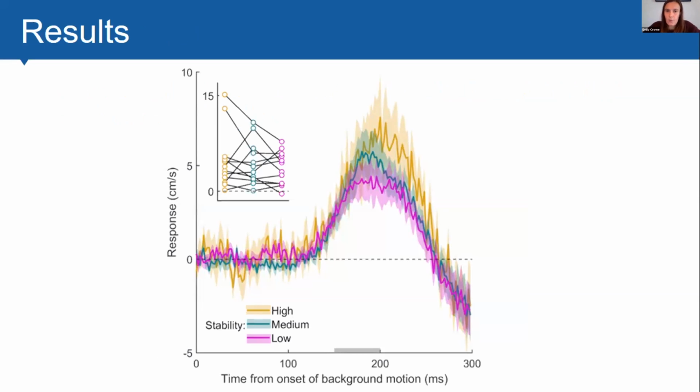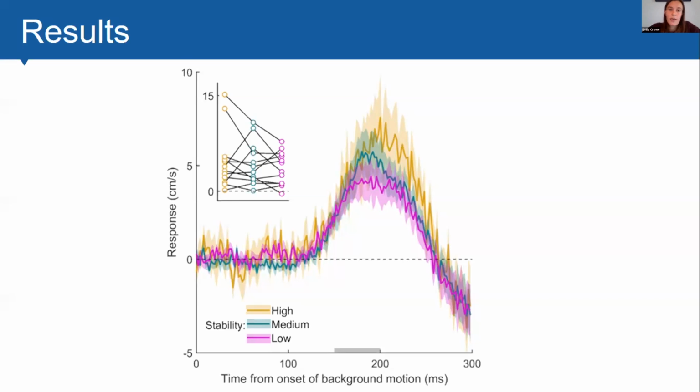So for each figure, I will plot the average response of participants in the main figure that you can see here. And in the insert on the top left, I present the individual initial responses to the perturbations. What we define as the initial response is the average magnitude of the response between 150 and 200 milliseconds. So the gray bar that you can see on the x-axis.